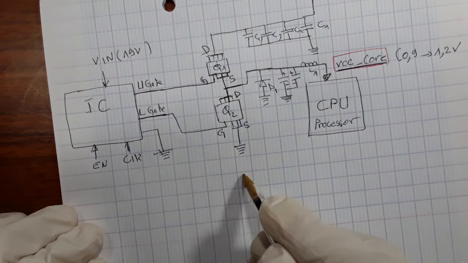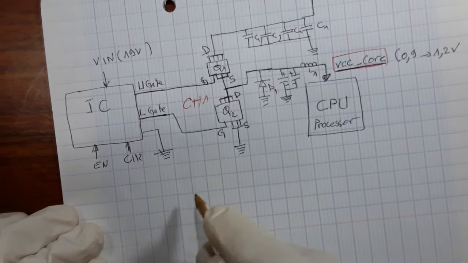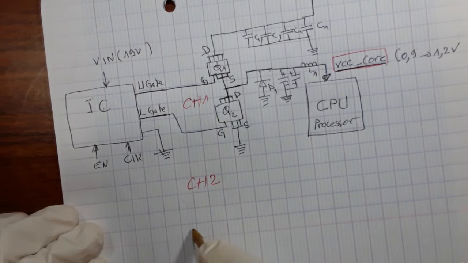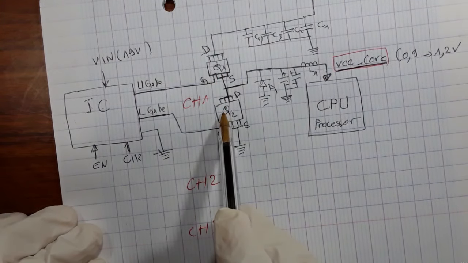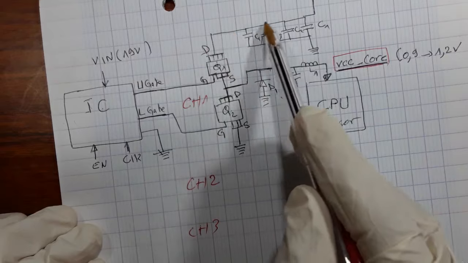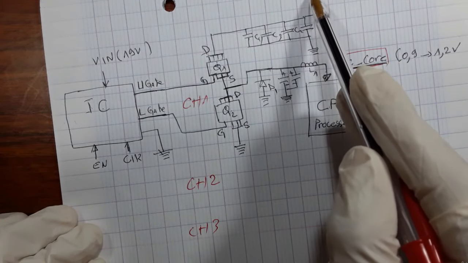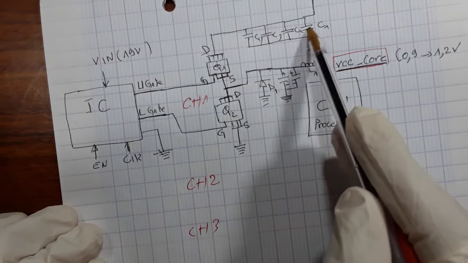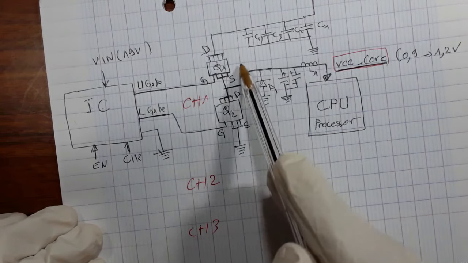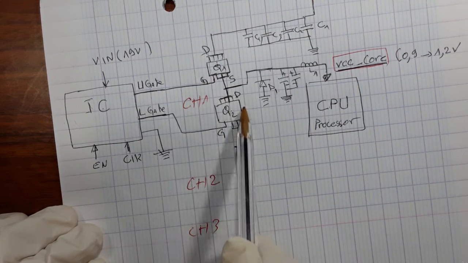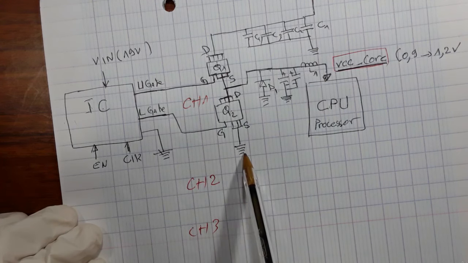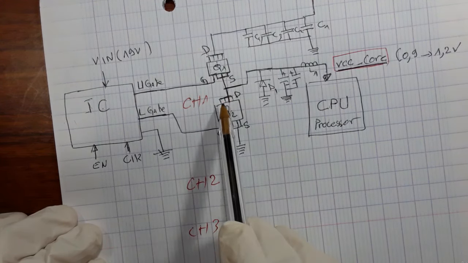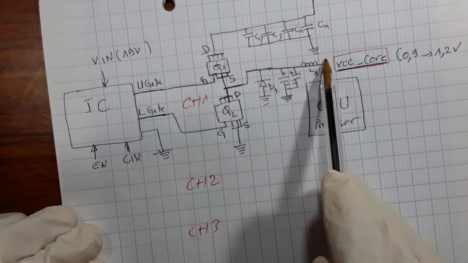Normally there is another channel. This is channel number one, and normally we have channel number two and channel number three, the same principle. So we need the IC and two MOSFETs or more. The first MOSFET is connected to 19 volts, the power source, with PF filtering capacitors, and this MOSFET is connected to another MOSFET, whose source or drain, according to its state, will be connected to the ground. Between the source and drain, it is connected directly to the CPU.